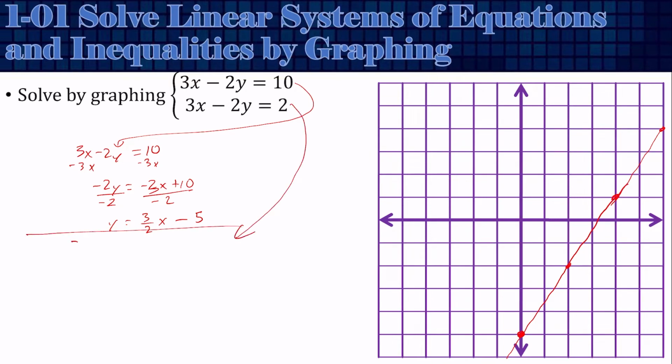Take the second one and do the same thing. Subtract the 3x. Divide by the negative 2. So it looks like it's 3 over 2x minus 1. So we start at negative 1, go up 3 and over 2. Or down 3 and backwards 2.